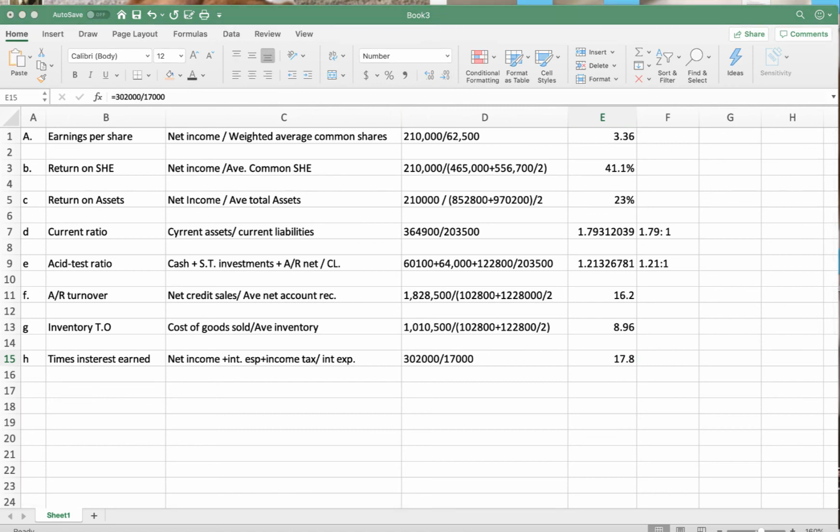We end up with 17.8 times. And again, that times interest earned measures the ability to meet interest payments as they come due, okay? So they can meet those interest payments that come due within a year based on their income from operations 17.8 times, okay? Let's see, one more, I believe.